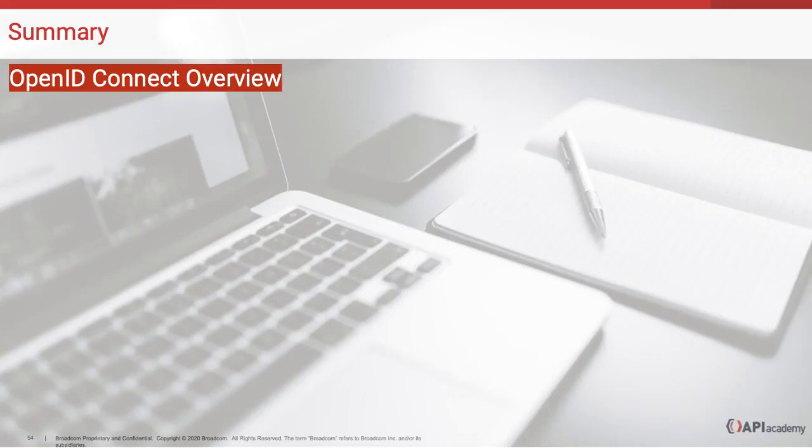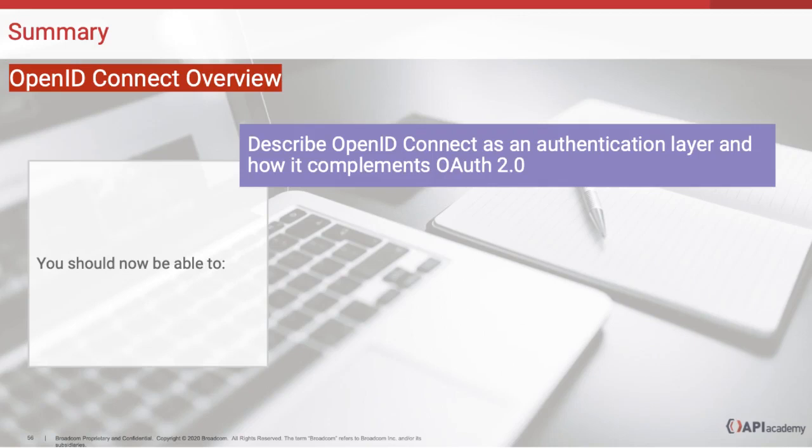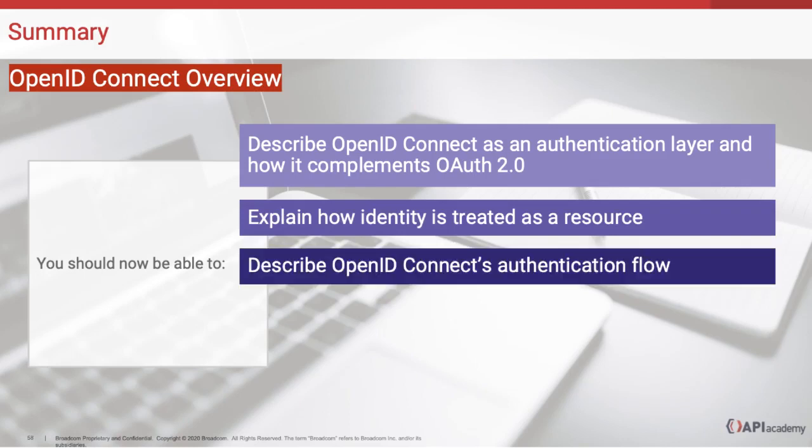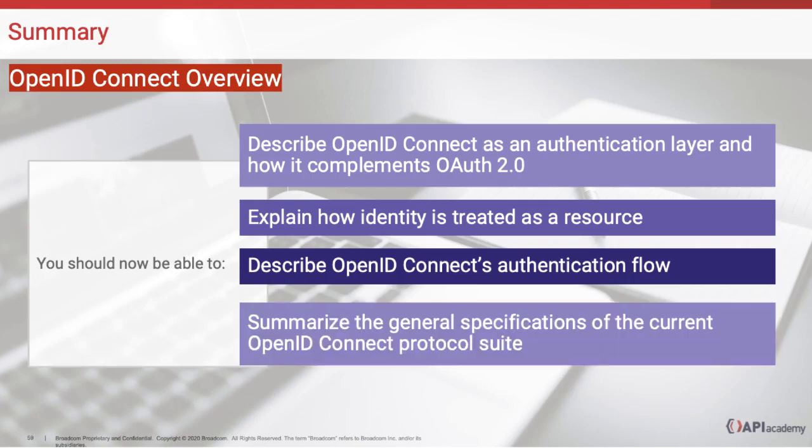You've reached the end of the video OpenID Connect overview. You should now be able to describe OpenID Connect as an authentication layer and how it complements OAuth 2. Explain how identity is treated as a resource. Describe OpenID Connect's authentication flow. And finally, summarize the general specifications of the current OpenID Connect protocol suite.